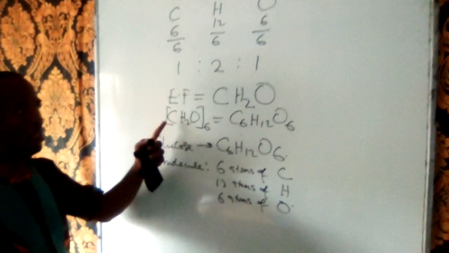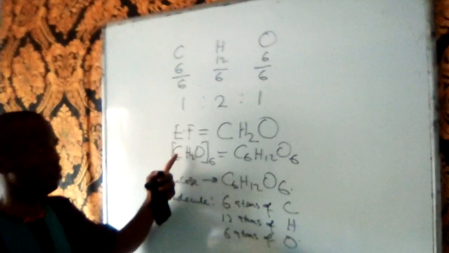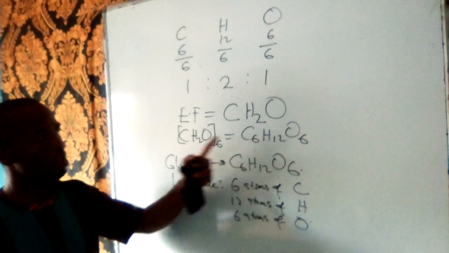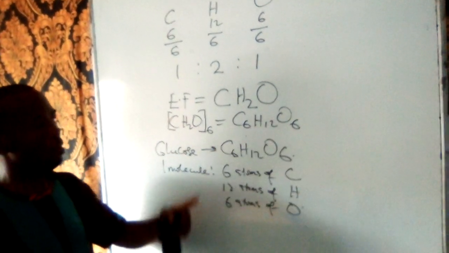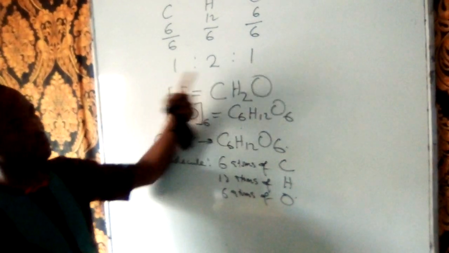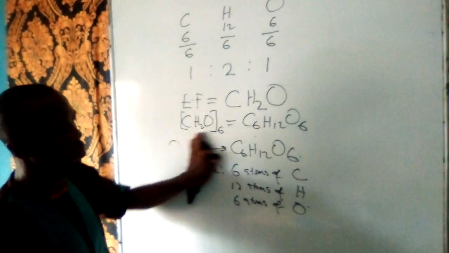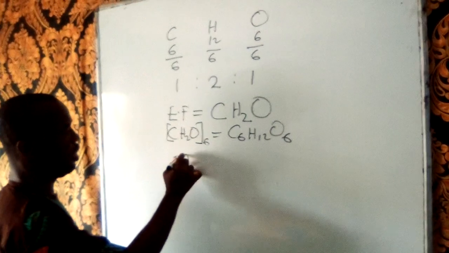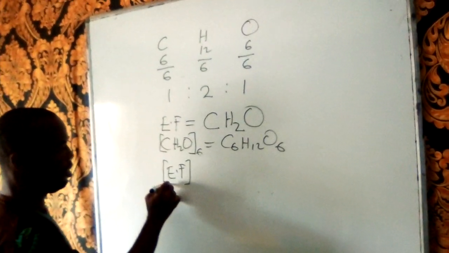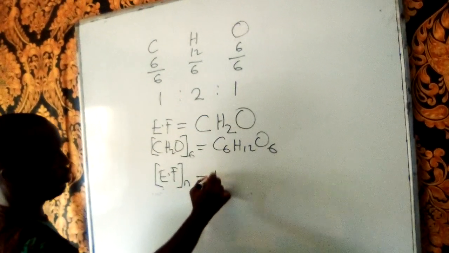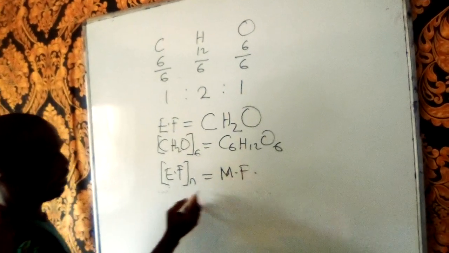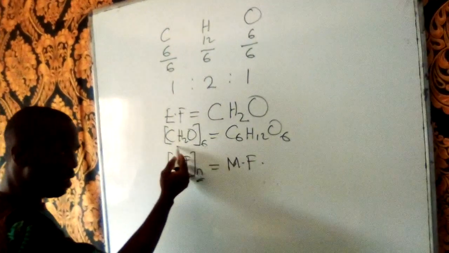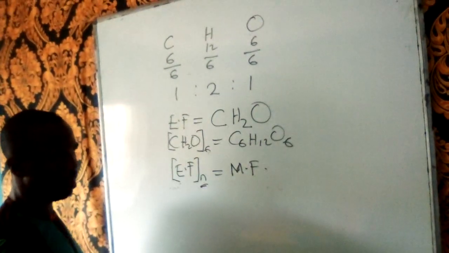So if I multiply this empirical formula by 6, 6 times 1 of carbon gives us 6, 6 times 2 of hydrogen gives us 12, 6 times 1 of oxygen gives us 6. Multiply it by 6, we get back the molecular formula. So what do we say about this? We can now say that empirical formula (EF) multiplied by a positive integer n will give us the molecular formula, where n in this case is 6. If you open the bracket, you now get your molecular formula.